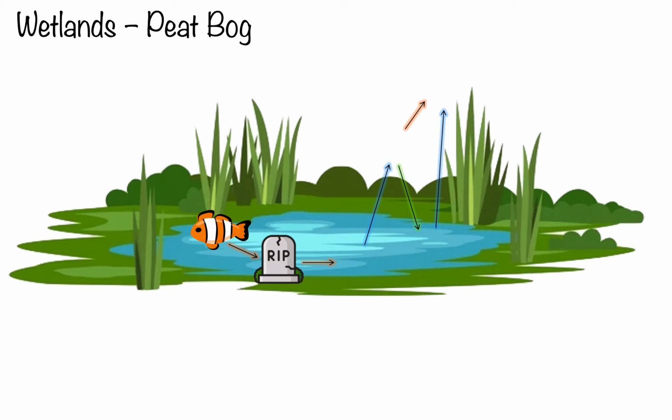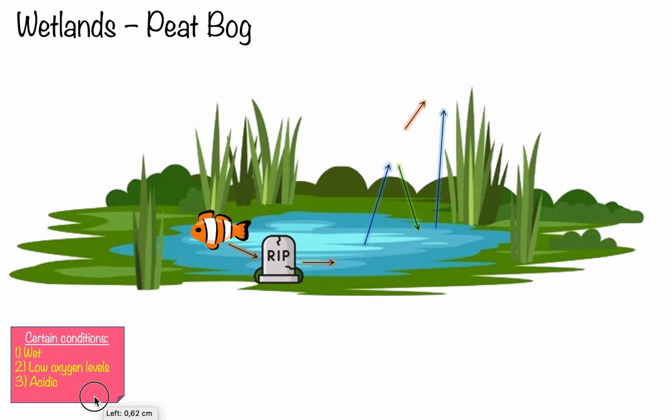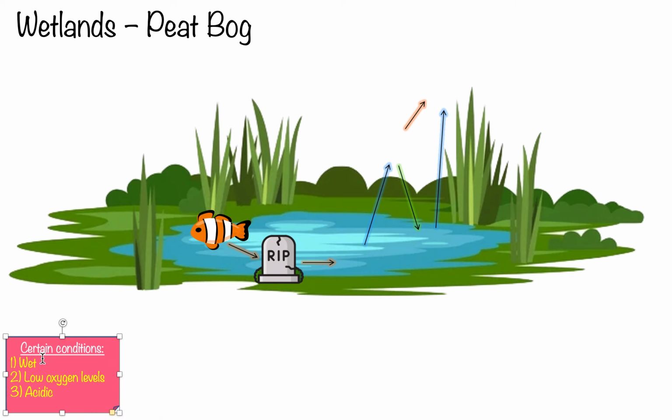So a wetland has certain conditions that are unique from other places. It is very wet. Because it's very wet, there are low oxygen levels under this water, and it also causes it to be slightly acidic. You need to know these three conditions, and I'll show you why, because there's an exam question that I'm going to show you at the end. So wetlands have certain conditions, including wet, low oxygen levels, and acidic. Because of these conditions, living things that die cannot be decomposed so conveniently.